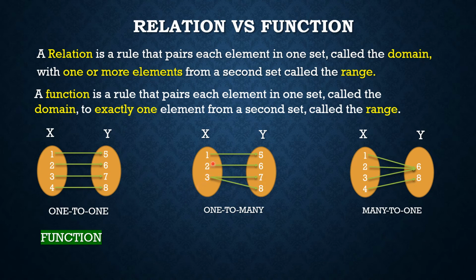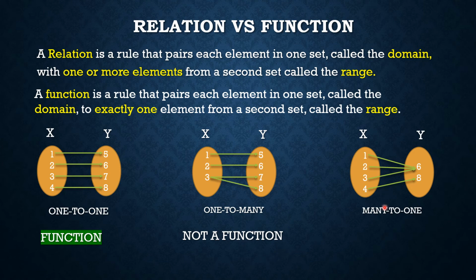Kung titignan naman natin si one-to-many, yung bawat element niya. So, si 1 nakamap kay 5, si 2 nakamap kay 6, si 3 nakamap kay 7, si 3 nakamap kay 8. Well, technically, makikita natin na merong isang element ni set X na nakamap sa higit sa isa, sa higit sa isang element ni set Y. That is why this one-to-many relation is not a function.